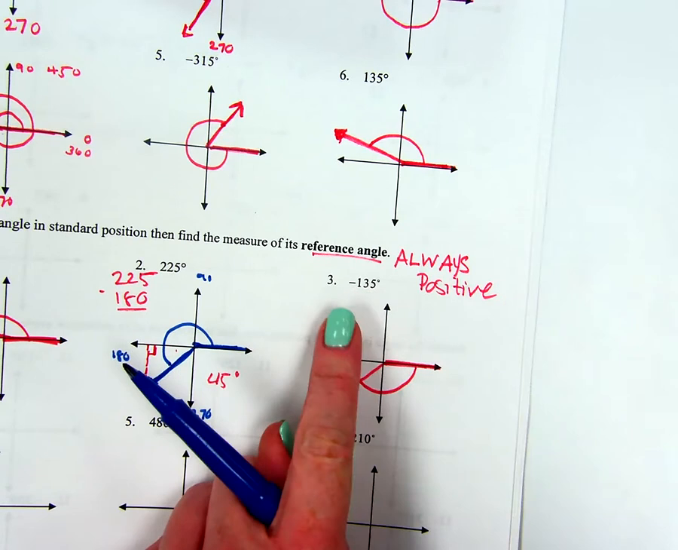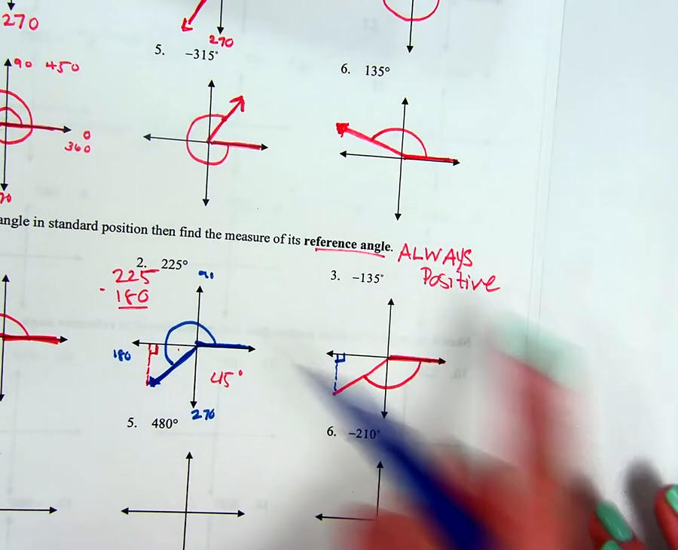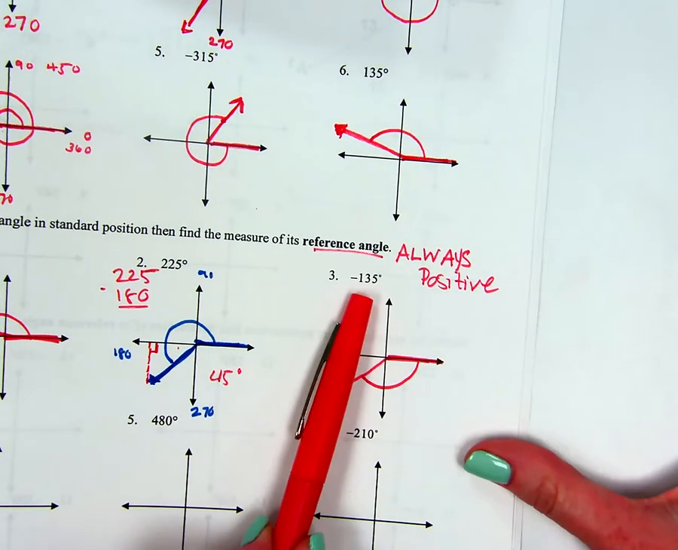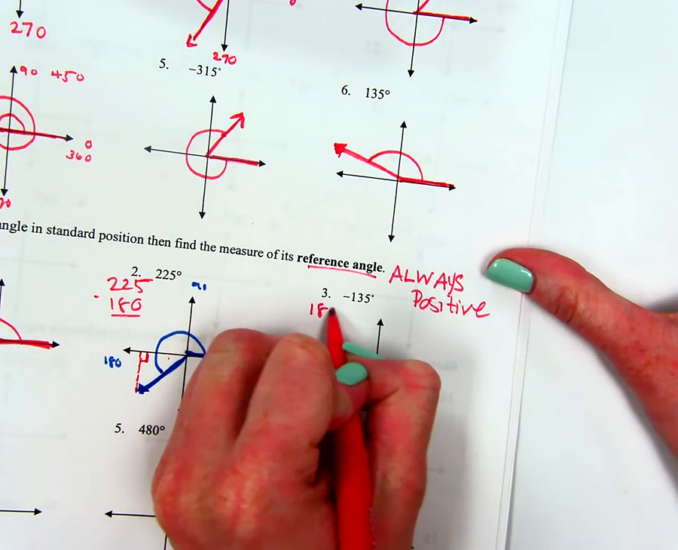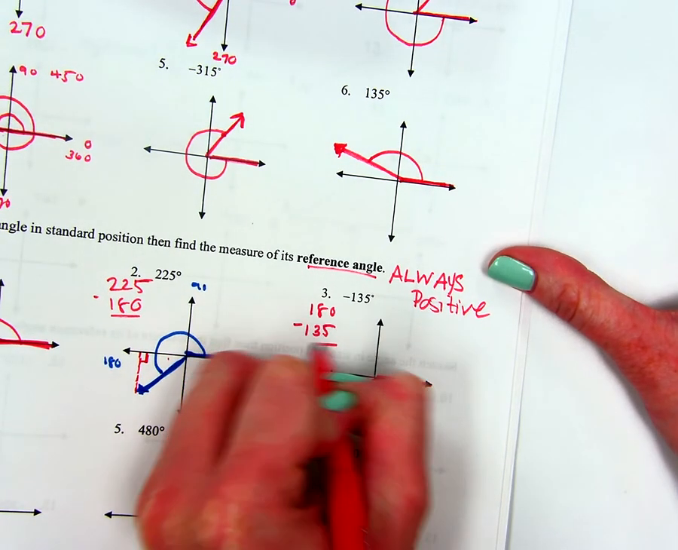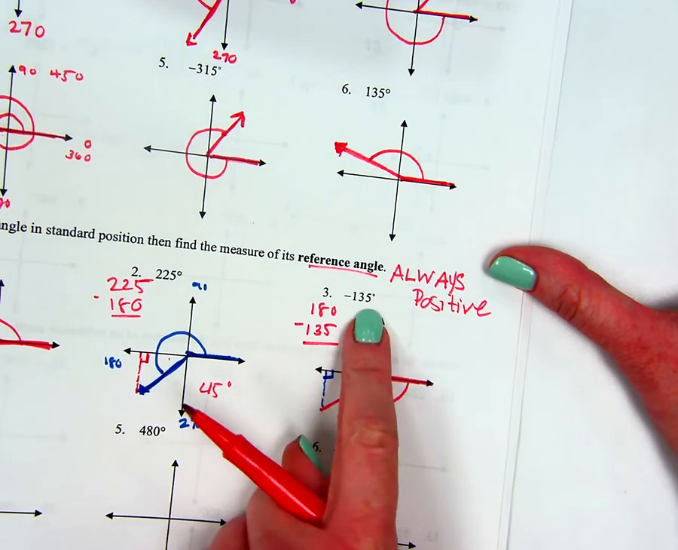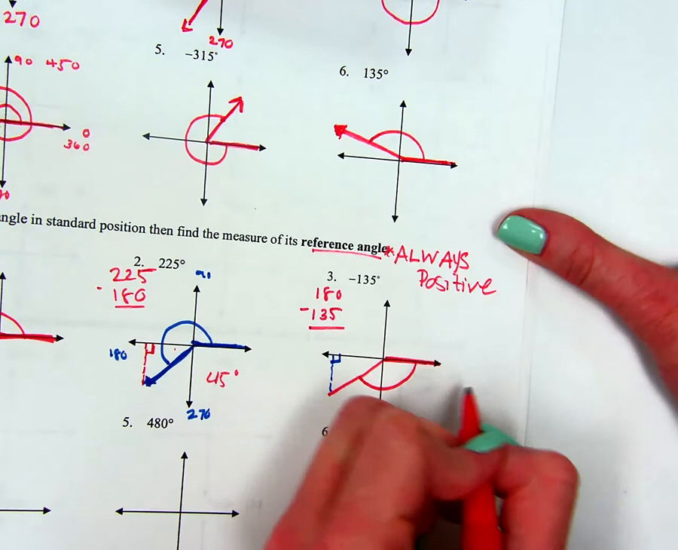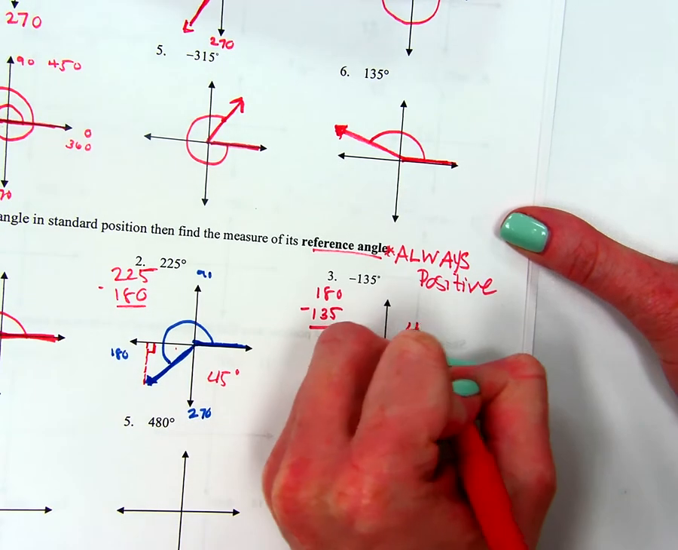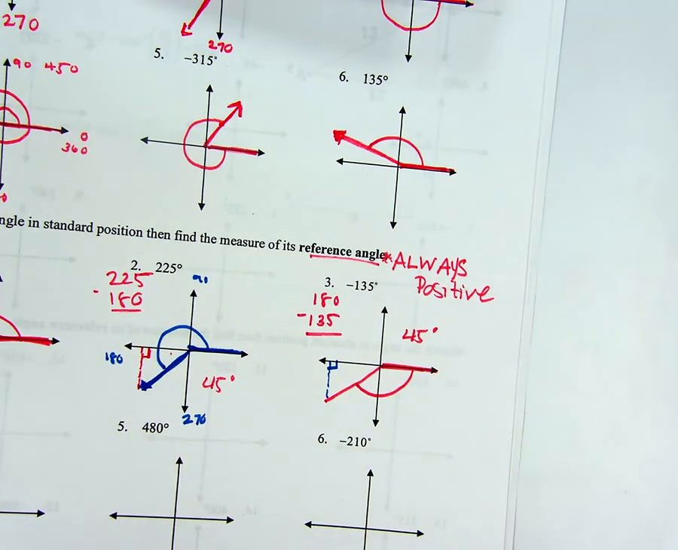And I think I reminded you guys of this just now, always positive. So on my left side I have 180, so I'm going to take 180 and I'm going to subtract 135 to get my angle. Always want it to be positive. So you're going to take the smaller from the bigger. My angle comes out to be 45 degrees. All right, so we're going to move quickly through these last couple.